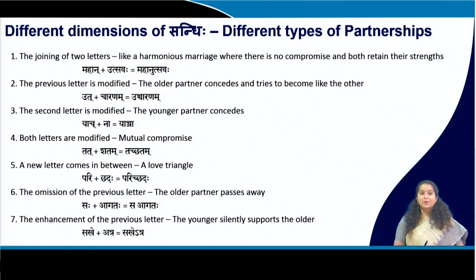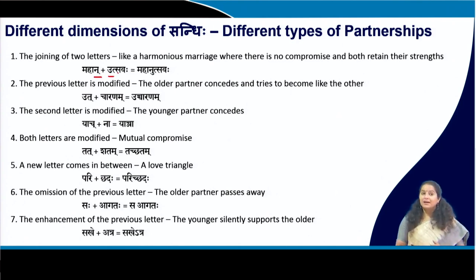I just mentioned to you the different dimensions of Sandhi and how they correspond to the different types of partnerships. In some cases, you have the joining of two letters. This joining is like a harmonious marriage where there is no compromise and both partners retain their strengths. So you have Mahan Utsavaha, put them together. So N and U, Mahan Nutsavaha. So your focus really has to be on that last point. You really have to be able to put your attention on that last part.